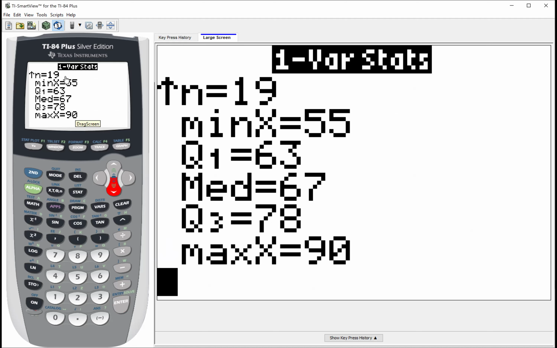But look at how much quicker it is to find the 5-number summary in the calculator. So I'm urging you going forward when you do homework questions or practice questions or test questions or a quiz, and you're asked to find the 5-number summary, use one variable stat in the calculator.